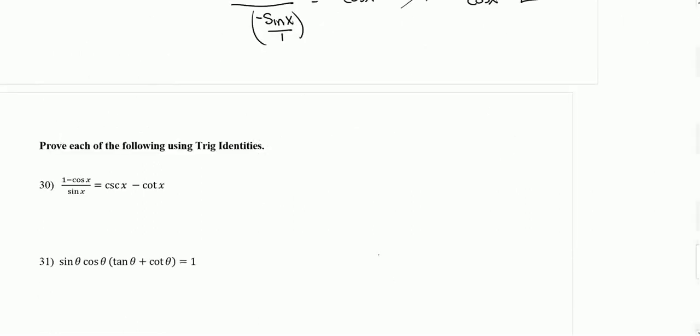All right, number 30, we have a trig identity that we want to prove. So I'm going to rewrite it. I want to show that (1 minus cosine of x) over the sine of x is equal to the cosecant of x minus the cotangent of x.